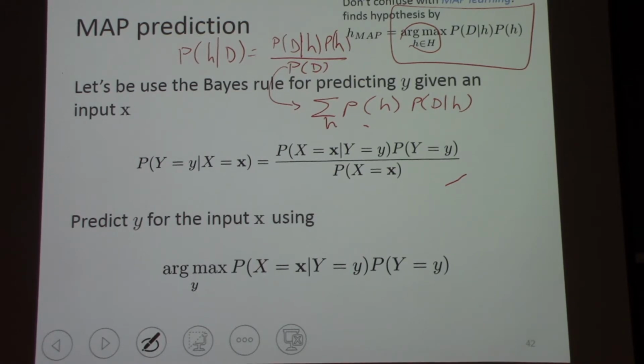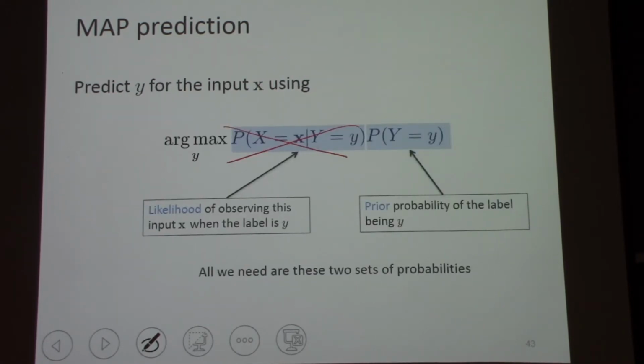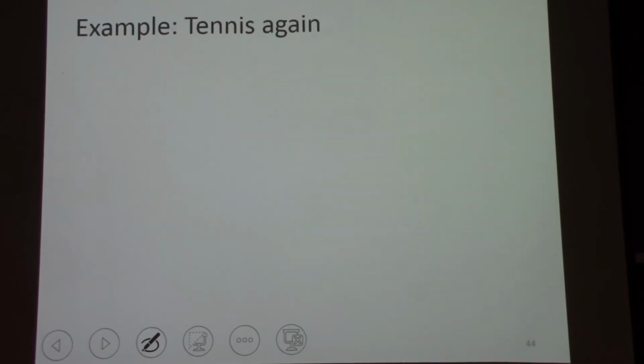Okay, so now let's explore this idea of learning a little bit more. But I want to go over this one example that we did in the last class about MAP prediction, where we talked about playing tennis.